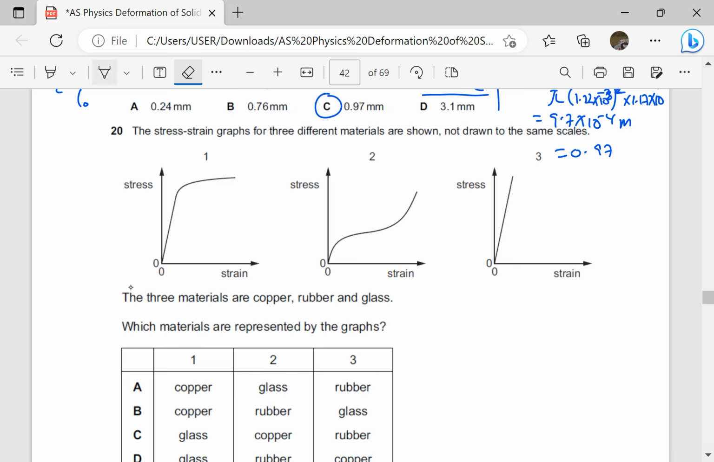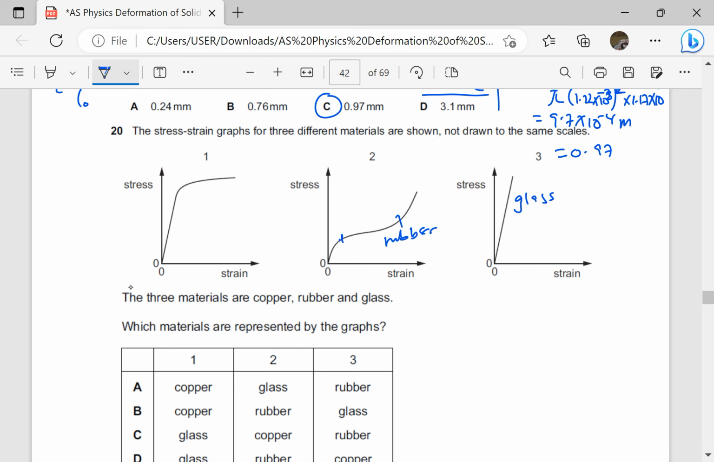3 should be glass. This should be glass because it undergoes only elastic deformation. Then this one, initially it is hard to stretch. It is now easy to stretch. Again, it becomes hard to stretch. This is rubber. That is elastic hysteresis.